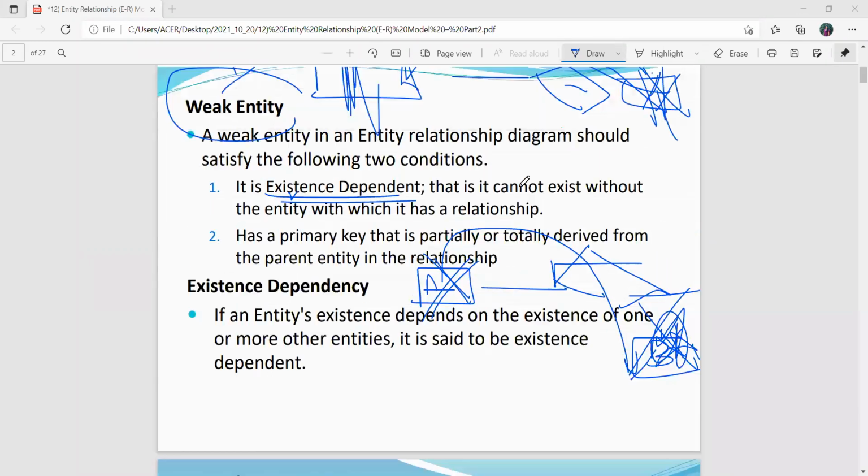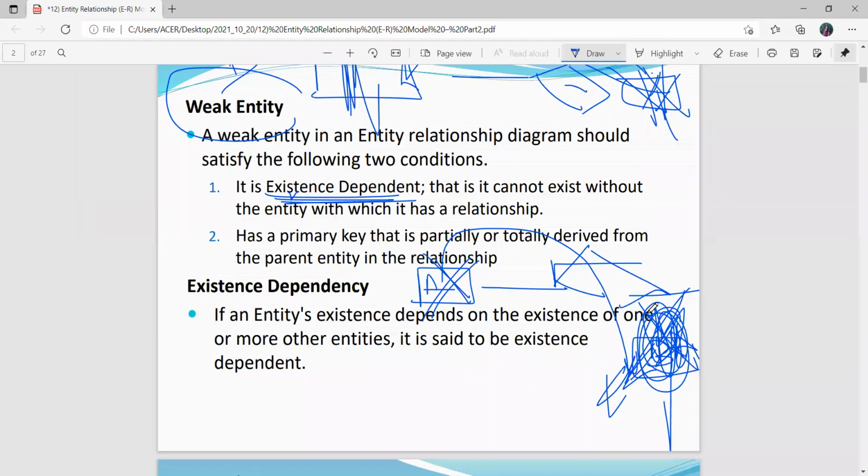Okay, I'm going to explain the weak entity. A weak entity in an entity relationship should satisfy two conditions. The first one is existence dependence. That means this weak entity cannot exist without the entity with which it has a relationship. As an example, let's take this as a weak entity. This cannot exist without this one. This is known as existence dependency in simple form. It also needs a primary key which is derived from this one, partially or totally derived from this strong entity.